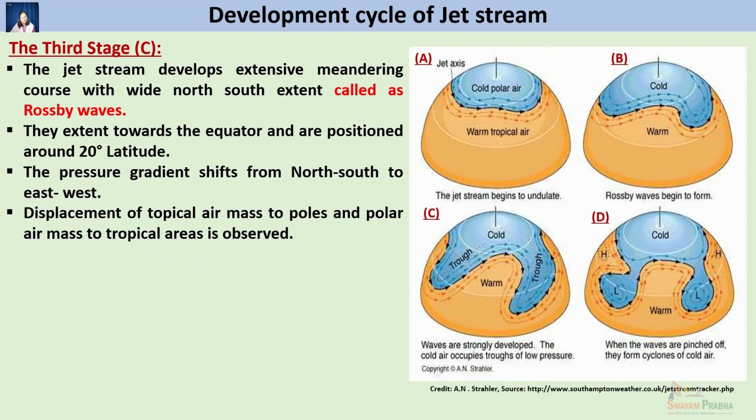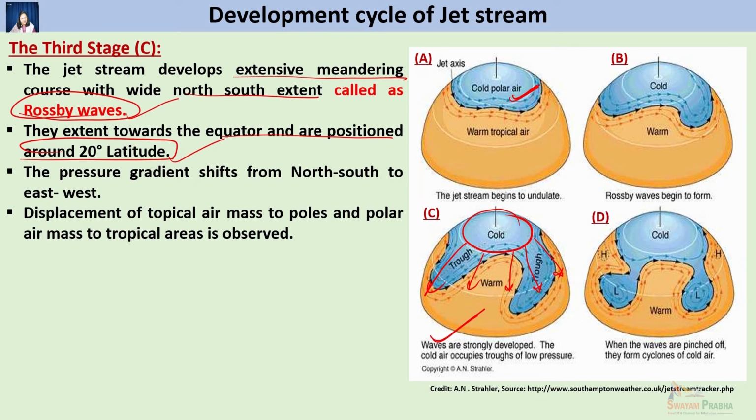In the third stage, the jet stream develops into extensive meanders with very wide north to south extent, and these extensively developed meandering streams of air are also called Rossby waves. They extend towards the equator and position around 20-degree latitudes in both hemispheres. So as the winter season progresses and becomes extreme, the jet streams which were earlier positioned near the polar areas now start extending towards the lower latitudes also.